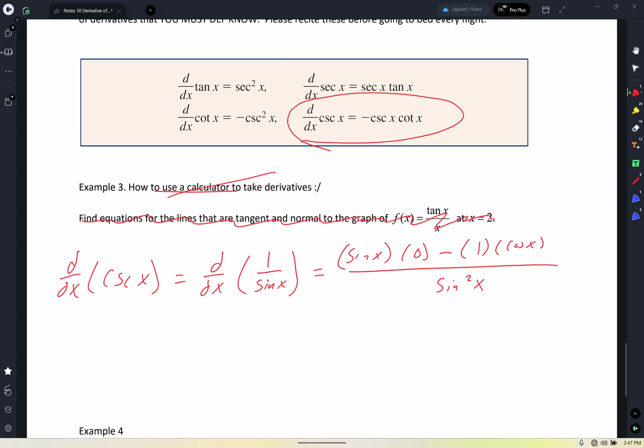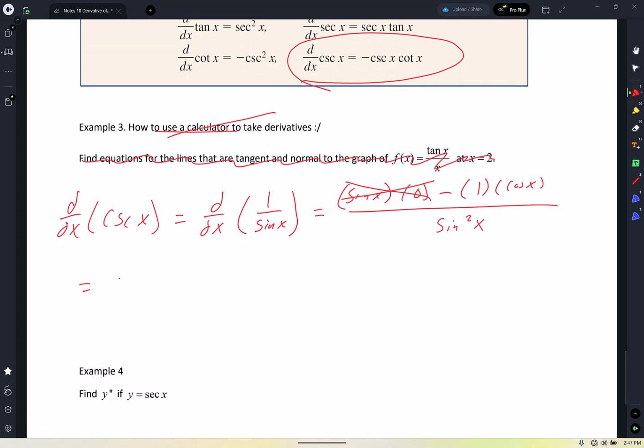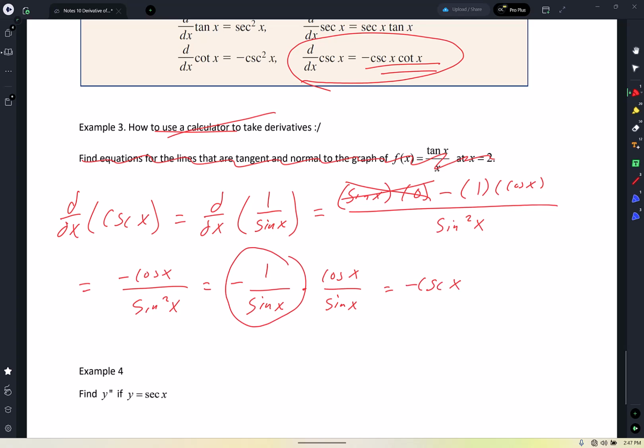This is going to go away. Sine x times 0, bam, out. So right now I have negative cosine x over sine squared x. I want it to look like the answer I got there, negative cosecant x cotangent x. So let me go ahead and write negative 1 over sine x times cosine x over sine x. This is negative cosecant x, and this is cotangent x. And see, you can derive them all from scratch.